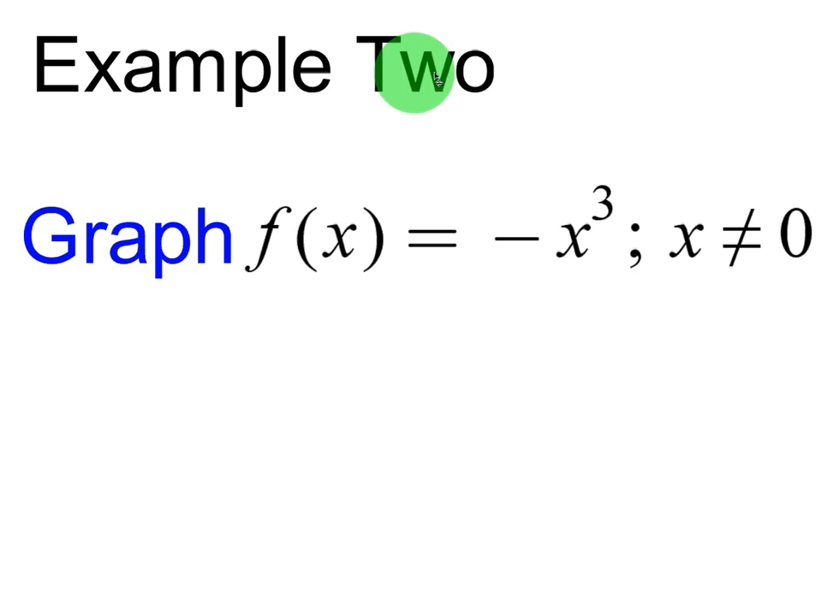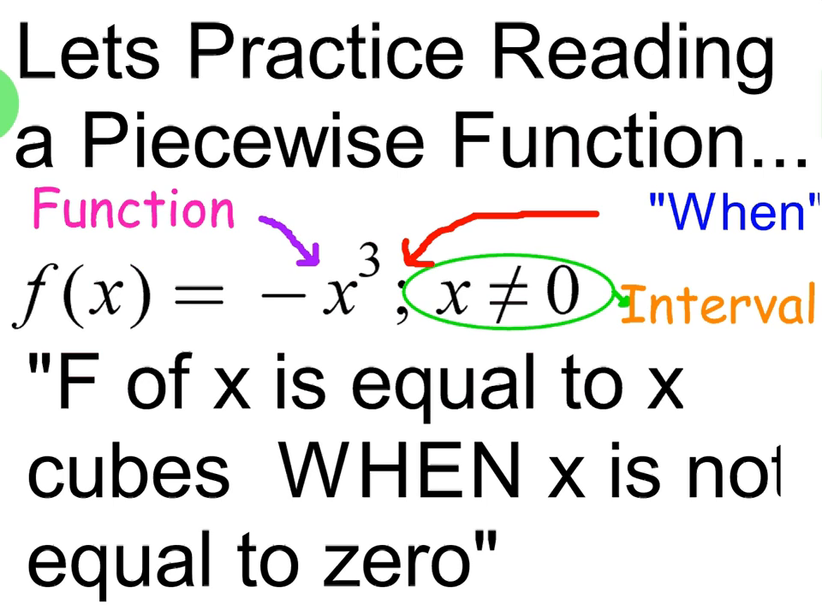Let's take a look at our second example. It says graph f of x equals negative x cubed whenever x is not equal to 0. So we're going to break this down a little bit more, help you read it. Let's practice reading this piecewise function.